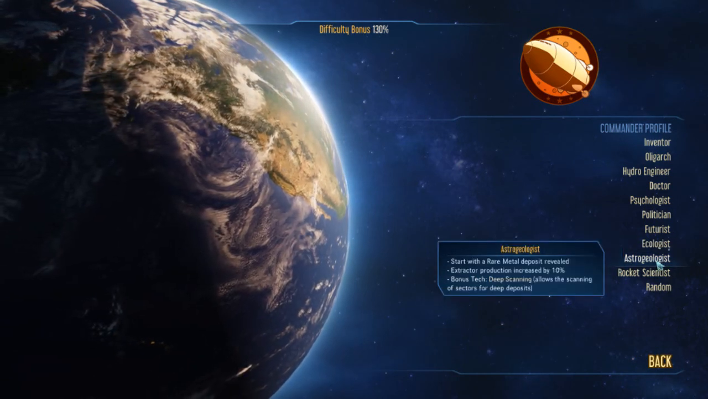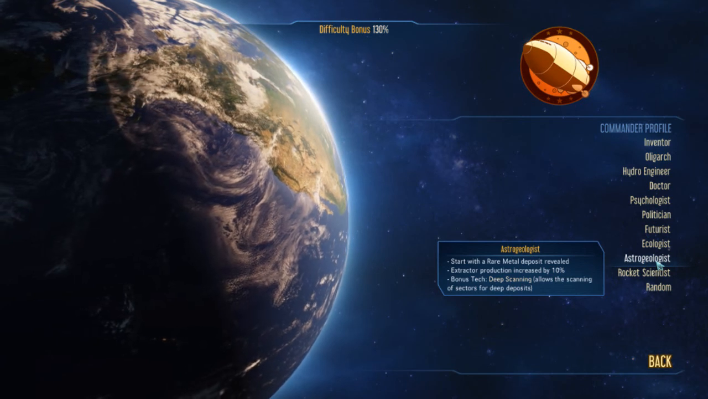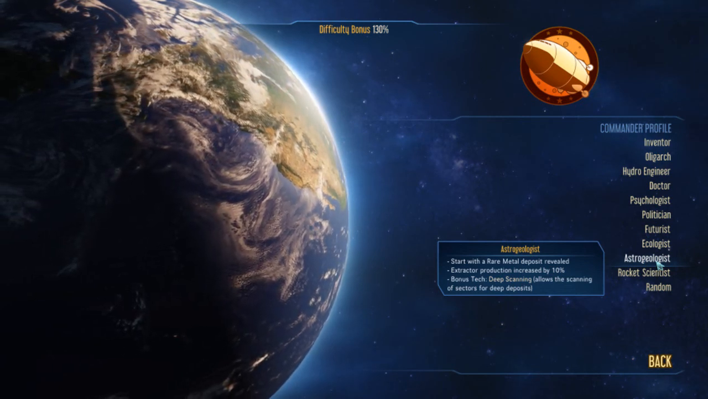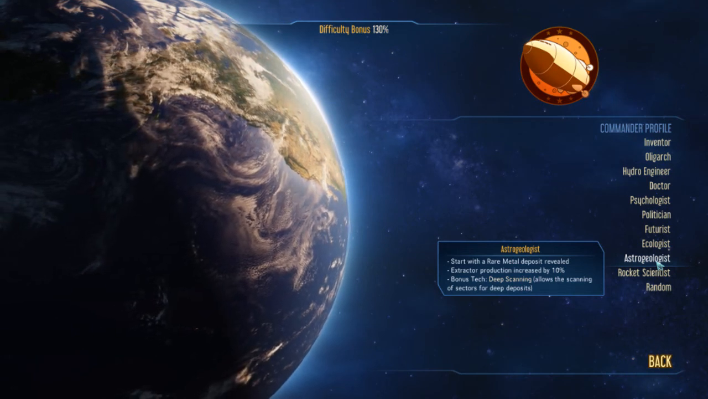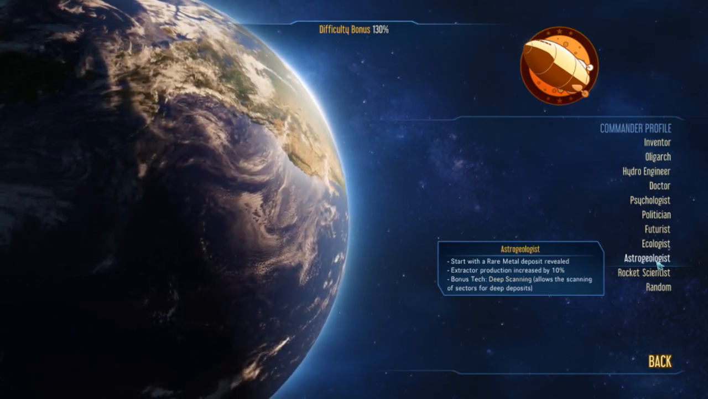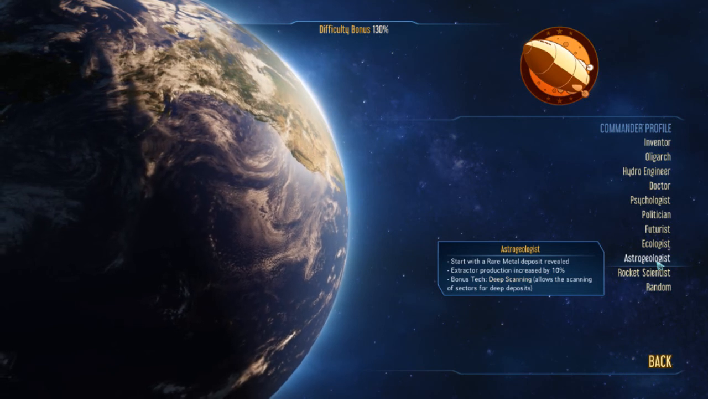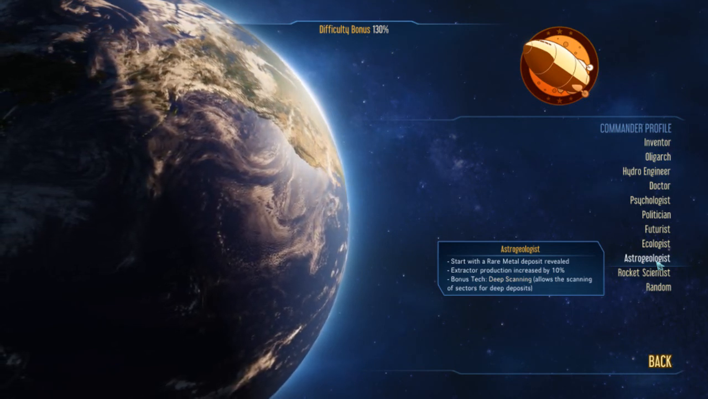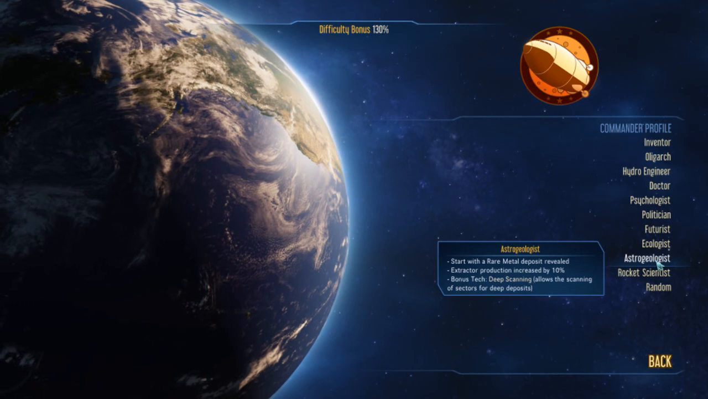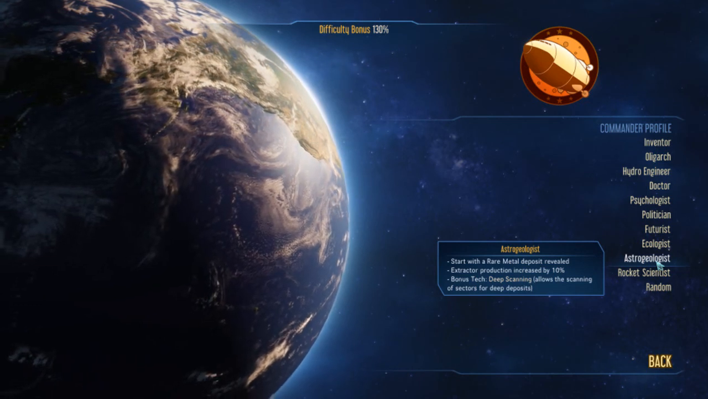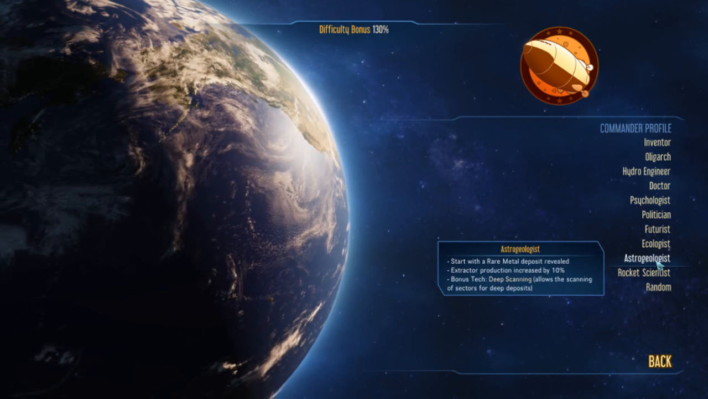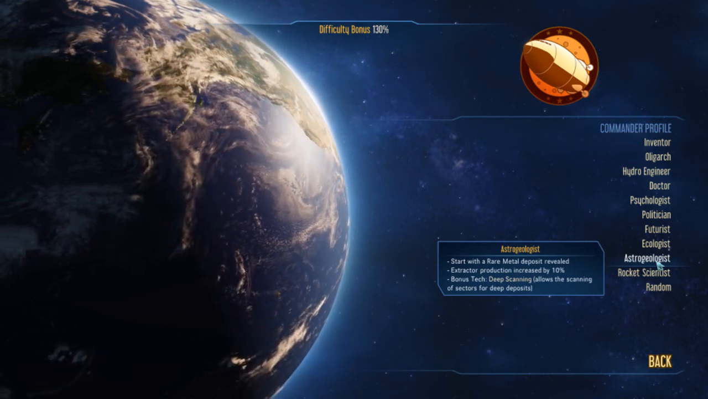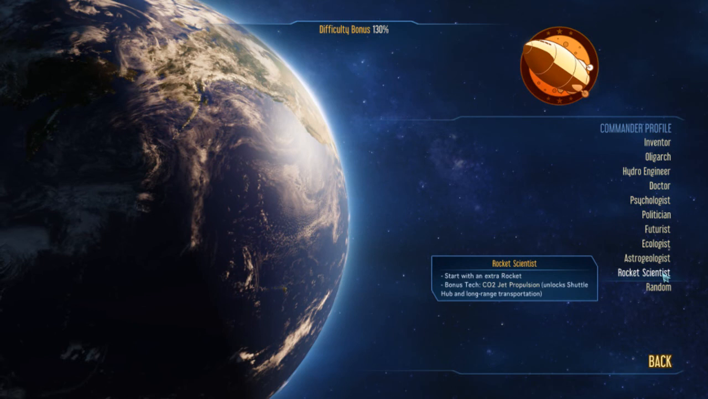Next up is the Astrogeologist. This one's completely useless. Start with rare metal deposit revealed. It's a single rare metal deposit. It's not that important to be able to find one. Extractor production increased by 10%. This one's not bad. 10% is not a big enough bonus for me to really think that it's worthwhile. Starts with deep scanning. This one's quite good if you're not going to be using probes for your deep scanning efforts. This allows you to find the deeper resources and find more anomalies and stuff like that, which is quite a useful skill.